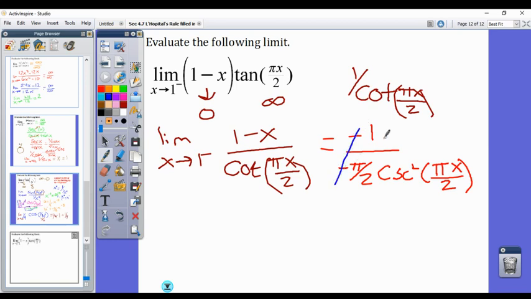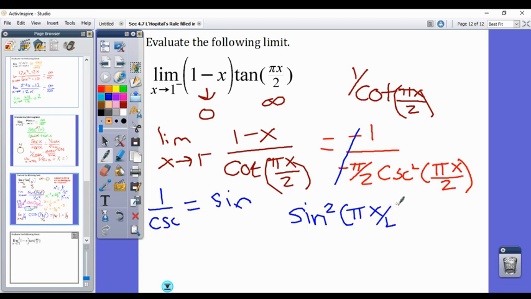Then the other thing that I'm noticing is that if I have 1 over cosecant, remember 1 over cosecant is just sine. So I could simplify this a little bit, and I could write sine squared of pi x over 2 divided by pi over 2 on the denominator. So I'm leaving this there, but I'm taking the 1 over cosecant squared and turning it to sine squared just because it's going to make it a little bit nicer.